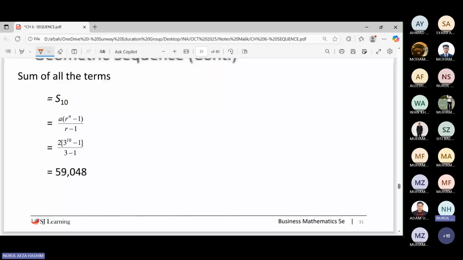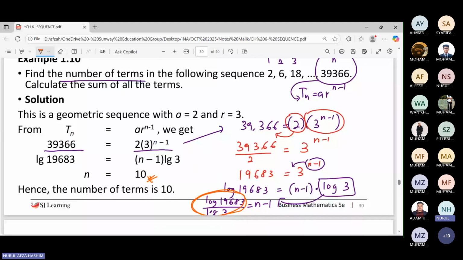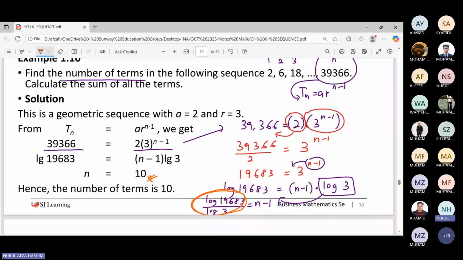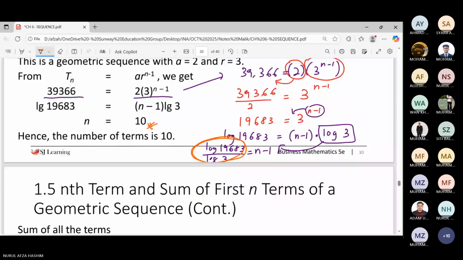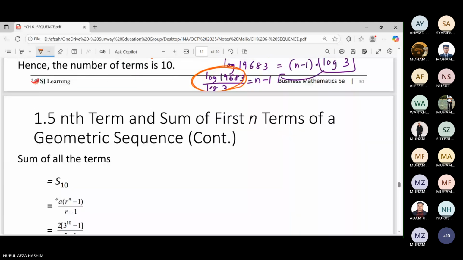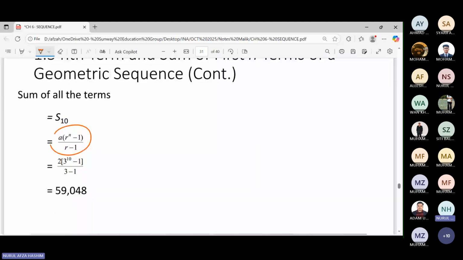And they ask you to calculate the sum of the terms. So once you get n equals 10, you just substitute in the formula. Then you get 59,048.